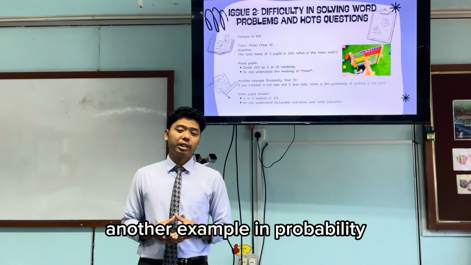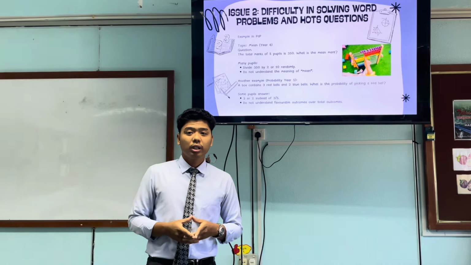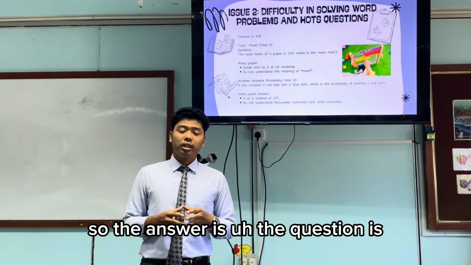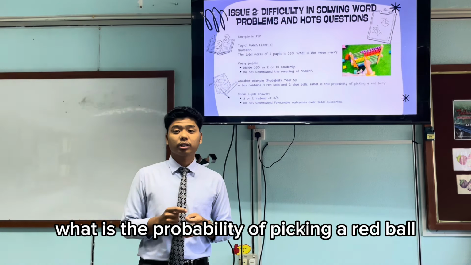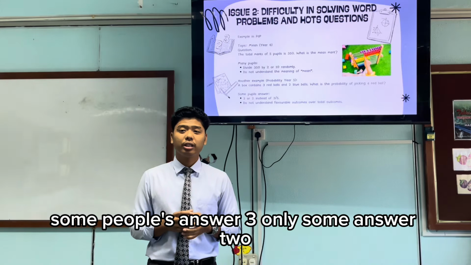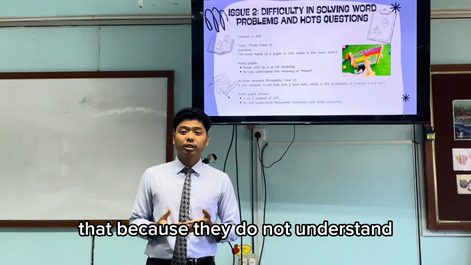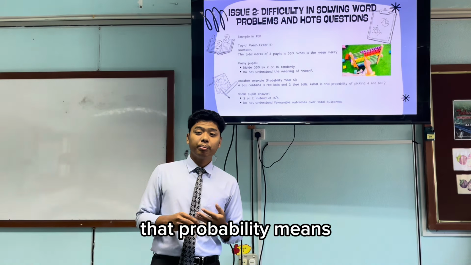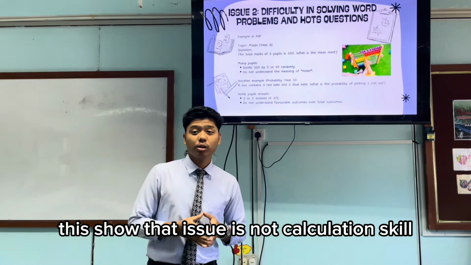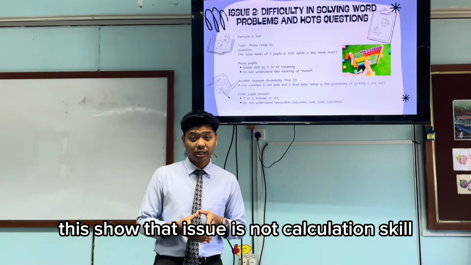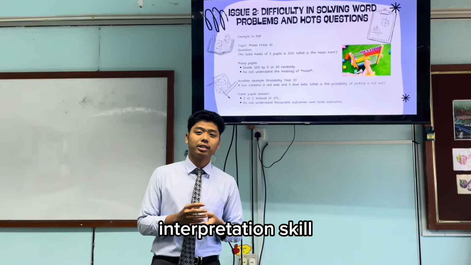Another example, in probability, a box contains 3 red balls and 2 blue balls. The question is, what is the probability of picking a red ball? Some pupils answer 3 only, some answer 2. That is because they do not understand that probability means favorable outcomes over total outcomes. This shows that the issue is not calculation skill but understanding and interpretation skill.